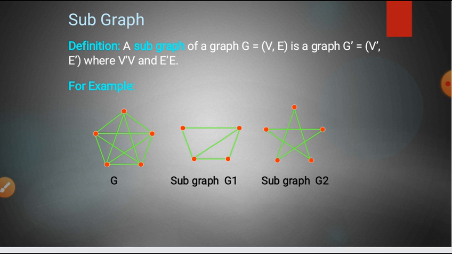So in G1 we can see 4 vertices and 5 edges, numbered 1 2 3 4 5. With the help of this we can say that the same edges from this half portion are also represented in G. So G1 is a subset of G.